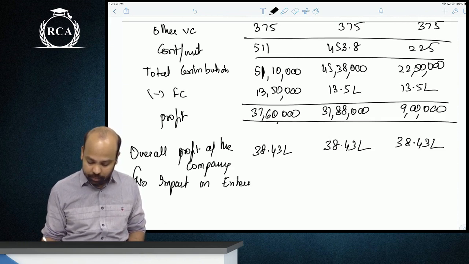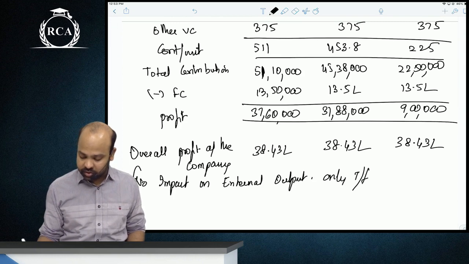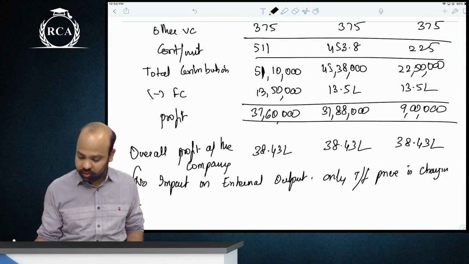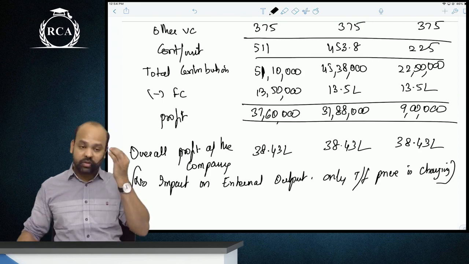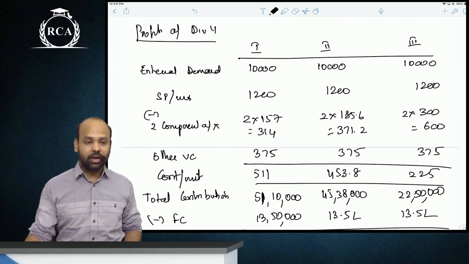There is no impact on external output, guys. External output is still remaining the same. Only the transfer price is changing, guys. See, if the external output is changing, then all of this is going to change. Otherwise, no. Okay? Yes, sir.